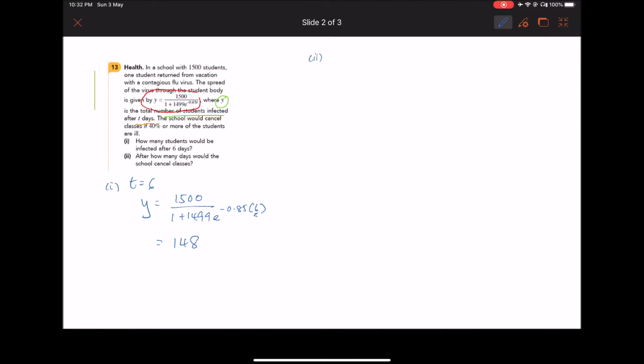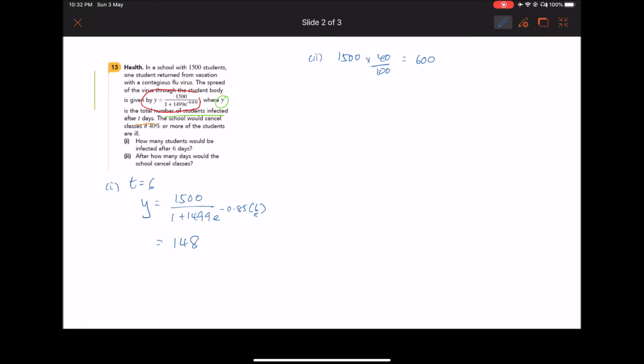Now part 2 will be a bit more complex. They said that if 40% or more of the students are ill, then classes will be cancelled. So after how many days will the school cancel classes? Which means that we have to find out what this 40% is. You have to understand that the school has 1,500 students. So if you multiply by 40%, that will give us 600 students. All right. So basically, we want to find out when we will have 600 or more of them infected.